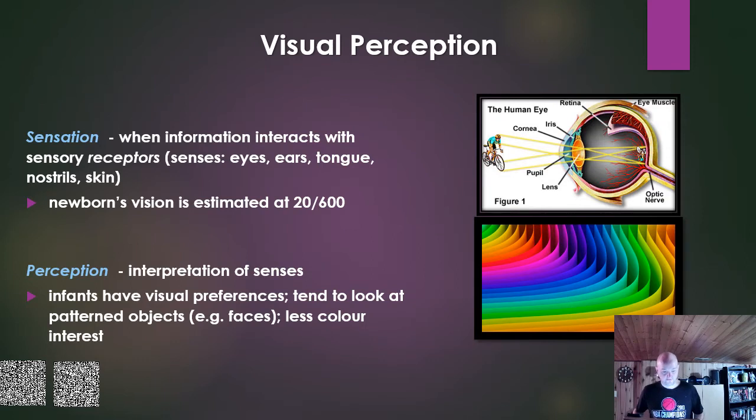Sensation occurs when information interacts with the sensory receptors: the eyes, the ears, tongue, nostrils, skin. The sensation of hearing occurs when the waves pulsating through the air are collected by our outer ear and transmitted through the bones of the inner ear to the auditory nerve. The sensation of vision occurs as rays of light contact the eye, become focused on the retina, as in that picture, and are transmitted by the optic nerve to the visual centers of the brain.